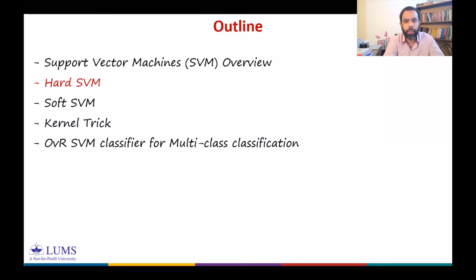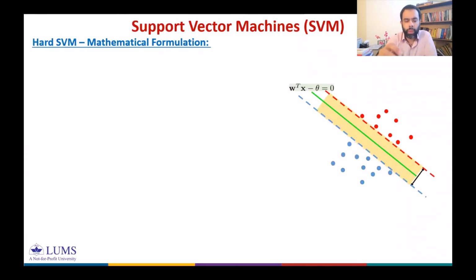Start with hard SVM. In hard SVM, we quickly recall that we have a binary classification problem. For one class, the red here, the associated label is 1. For the blue class, we have the label -1. The classes are linearly separable, and we want to find out this hyperplane W transpose X minus theta is equal to 0 that separates these two classes in the feature space such that the classification margin is maximized. Right? Okay, let's mathematically formulate the notation.